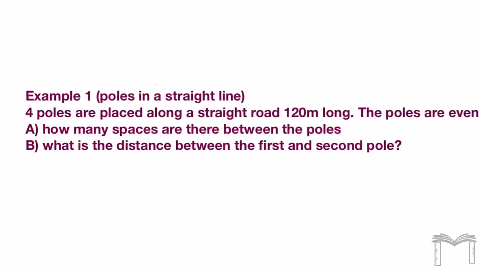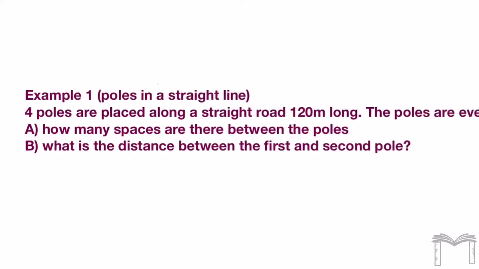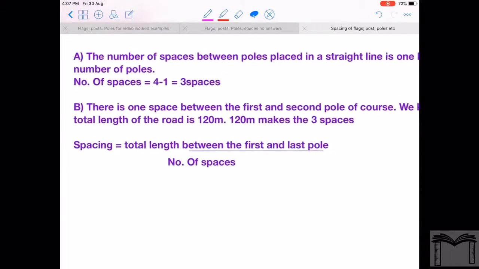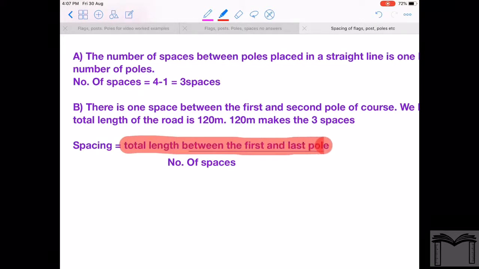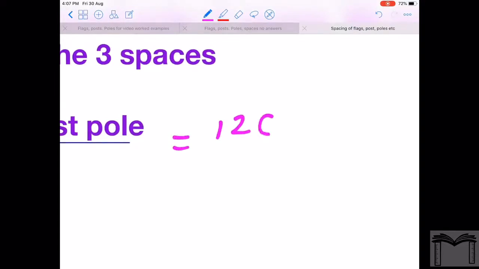And part B asks us, what is the distance between the first and the second pole? So once it's 2 consecutive objects and we are finding the distance between them, then we are finding what is called the spacing. So the spacing, which again is the length of one space, is simply the total length of all the spaces divided by the number of spaces. So the total length, which is the distance from the first pole to the last pole, is 120 meters, which was given. And the number of spaces, which we worked out, is 3. So we divide 120 by 3, and 3 into 12 is 4, so that's 40 meters.